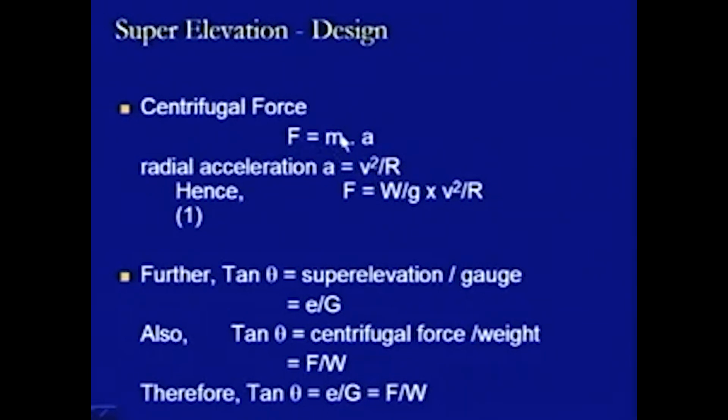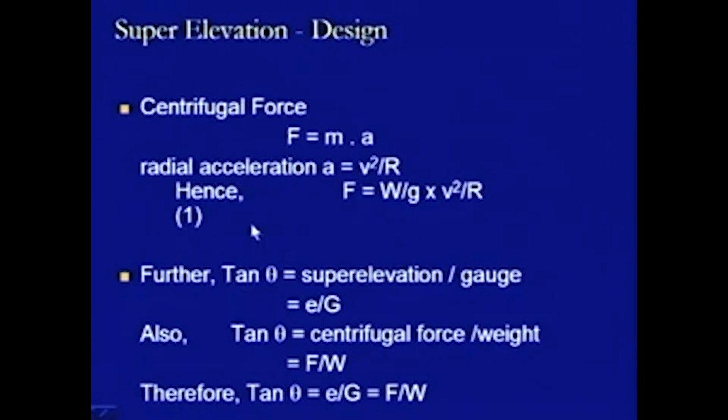Therefore, this value of F will become F equals W divided by g into v square divided by r. So, this is one equation, where m is being converted into this unit. Here W is the weight and g is the acceleration due to gravity. So, m equals W divided by g here.